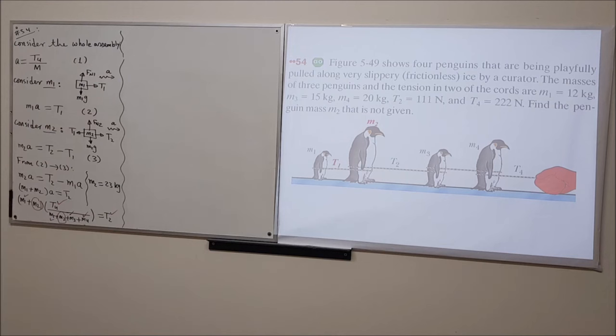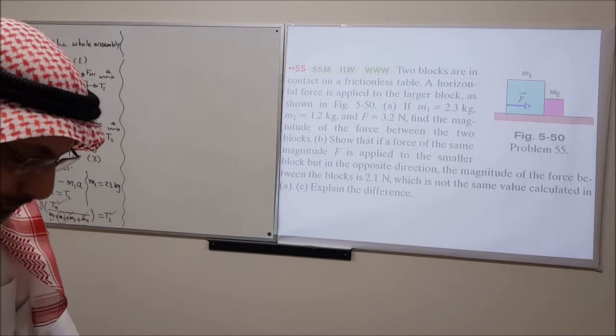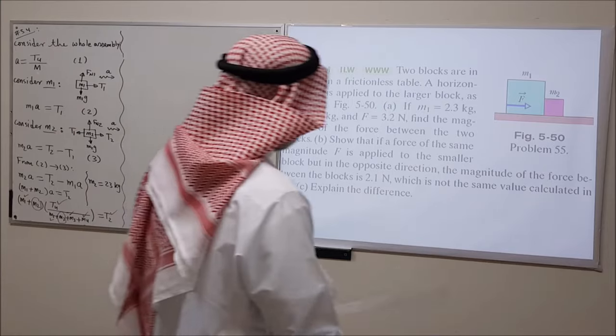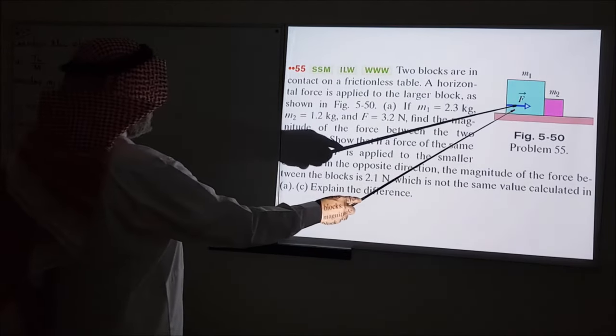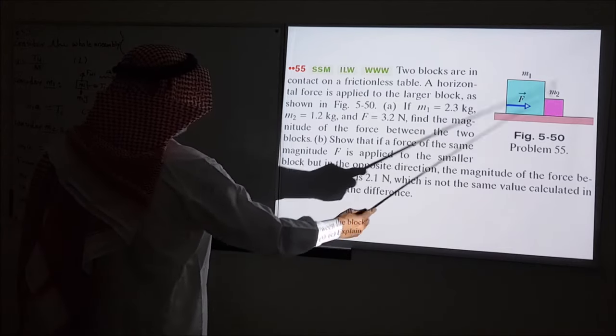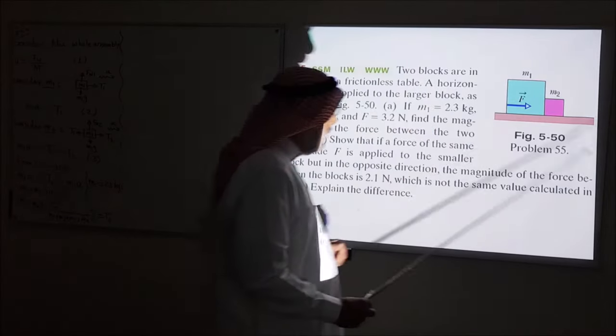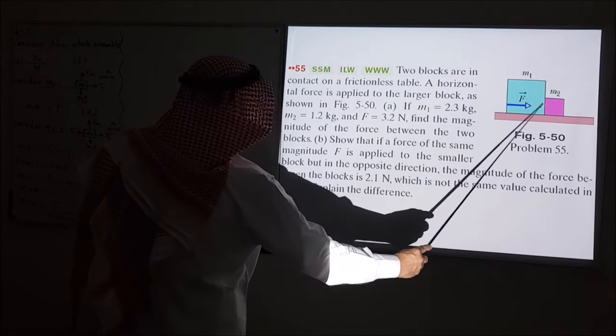The next problem will be a problem involving contact forces, and that's where we have Newton's third law. This is similar to the problem we did in the class. This is problem 55 in the textbook, and it says the following. Two blocks are in contact on a frictionless table. A horizontal force is applied to the larger block, as shown in the figure. If M1 is 2.3 kilograms, M2 1.2 kilograms, and the applied force that pushes the green block is 3.2 newtons, find the magnitude of the force between the two blocks. What is the magnitude of the force between them?